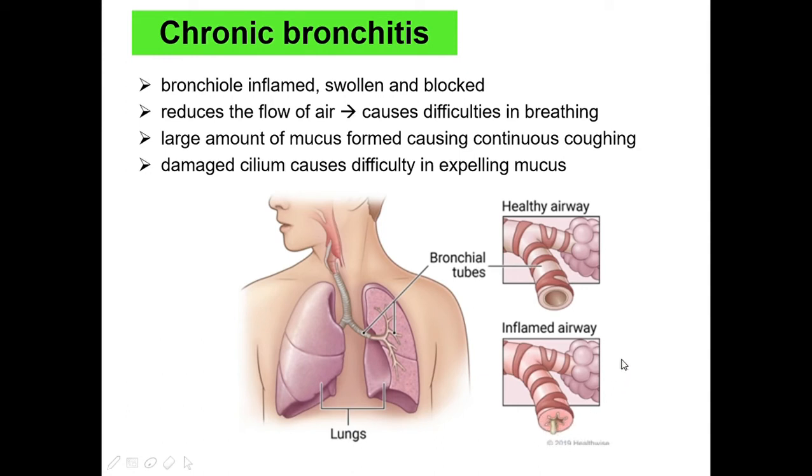So the patient will experience continuous coughing. So this is among the symptoms of the disease. Okay. Besides coughing, the patient may also experience wheezing, chest pain and shortness of breath. At the same time, the cilia are also damaged, so the patient will have difficulty in expelling the mucus.